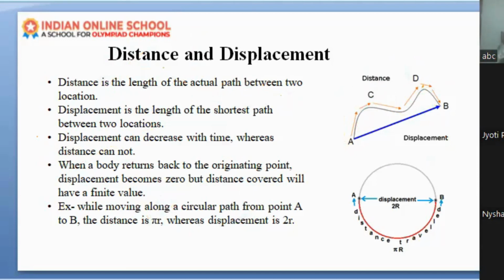Yes, so I hope you understood properly what distance is. So distance is what, student? Distance means the actual path you are covering. Secondly, it shows only magnitude. Magnitude means the actual path you are covering, in the form of a value.